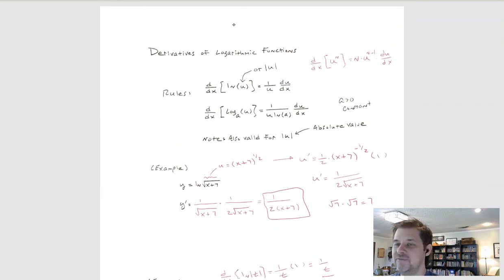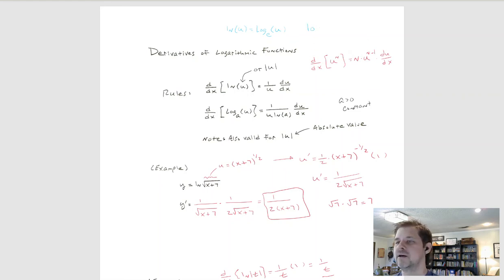I posted the review videos, but natural log of anything is a logarithm with base number e. That's what natural logarithms are. So it's an ordinary logarithm with a base number of e.